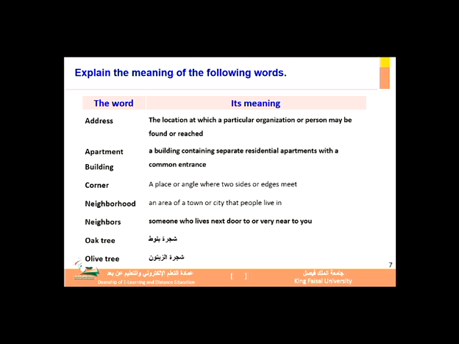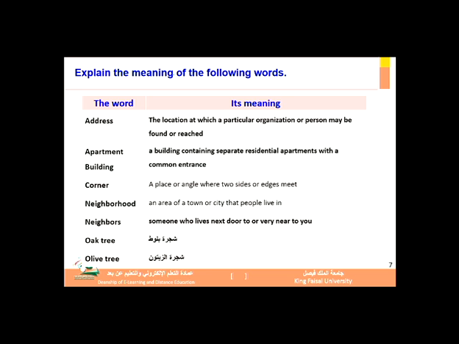So basically, address is where you live. When it comes to an individual person, my address, for example, is Saudi Arabia, Al-Hassa, King Faisal University. So I have identified the location, the place where somebody can be found, where people can find me, where people can send me emails or letters, and so on and so forth.